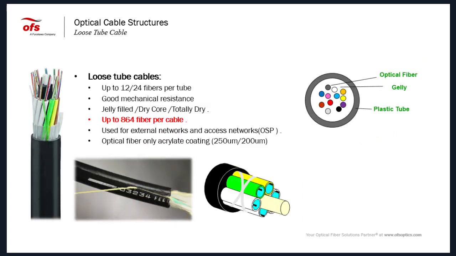So let's start with the loose tube structure. Those are cables with loose tubes, either with 12 or 24 fibers per tube. You can see here a tube, filled with gel or dry, with 12 fibers inside. The cable could be jelly filled, dry core, or totally dry. We can go up to 864 fibers per cable, and it is used for external networks, outside plant cable, and the cable could use either the 250 micron fiber or the 200 micron fiber. I will talk later about the 200 micron fiber and its benefit.